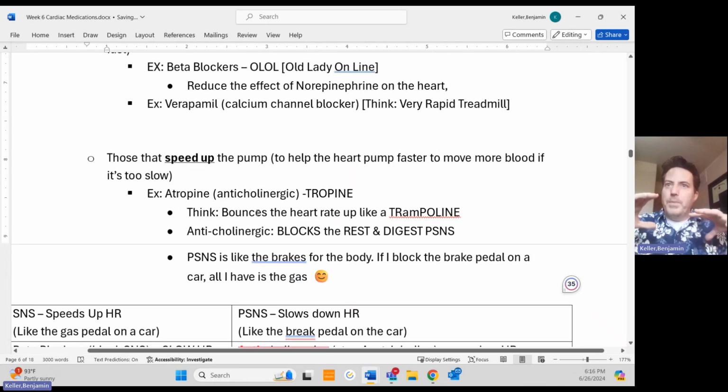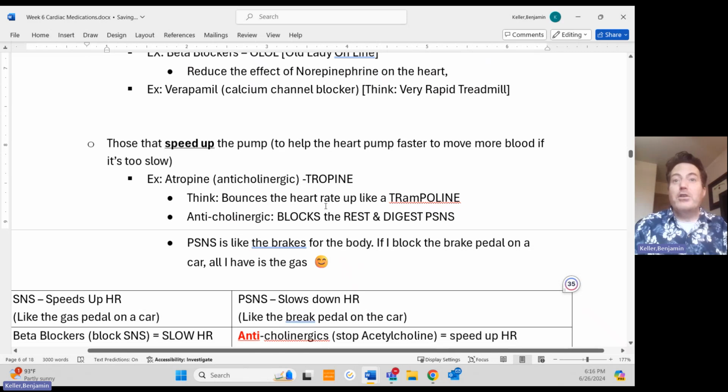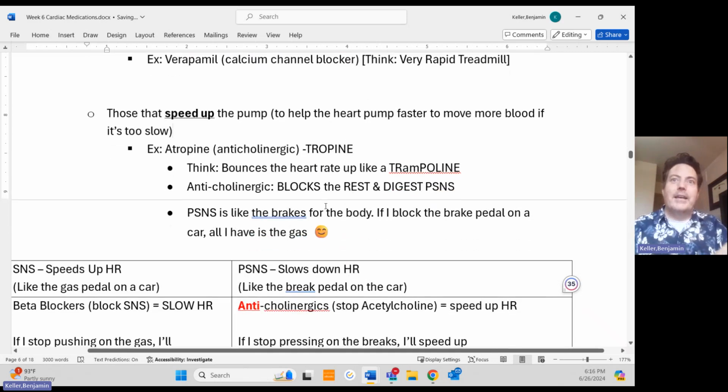So that can help the pump move faster to pump more blood. So let's say somebody's got bradycardia, and their heart rate's like 50. Then that's probably not good enough unless you're Michael Phelps to get the blood to where it needs to go. And so we can give them atropine, for example. Atropine is an anticholinergic. I like to think of it, to remember it, that it bounces the heart rate up.